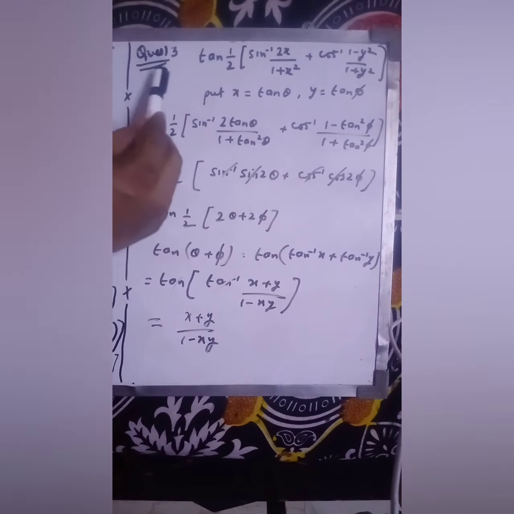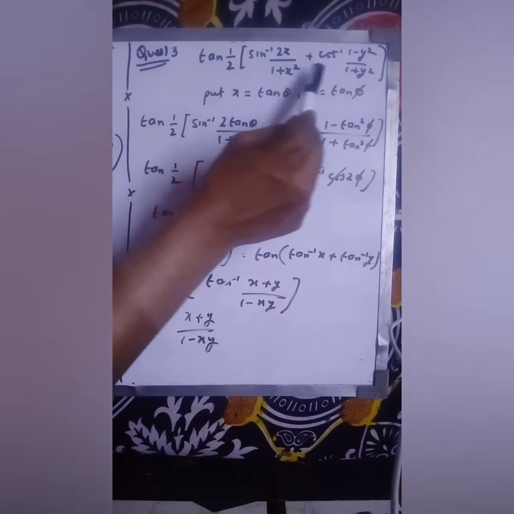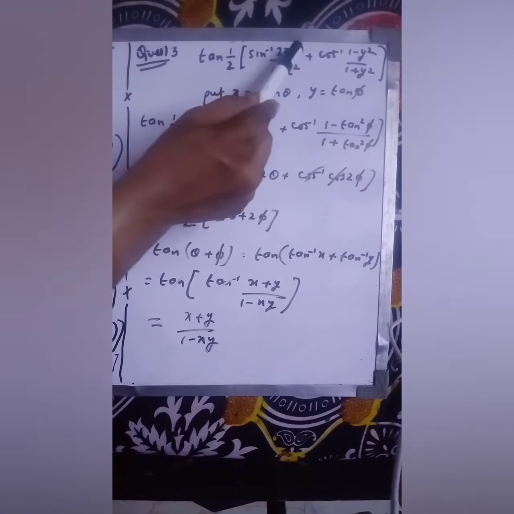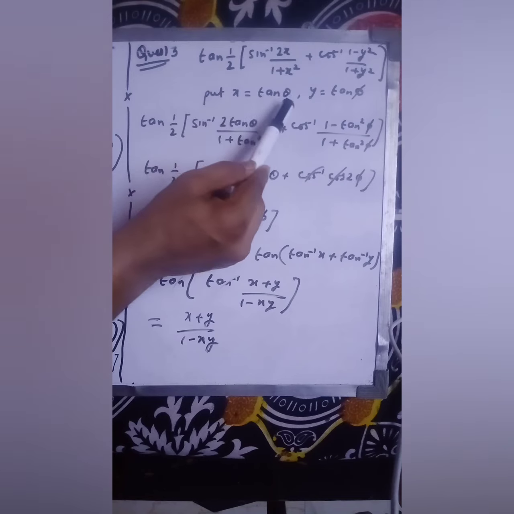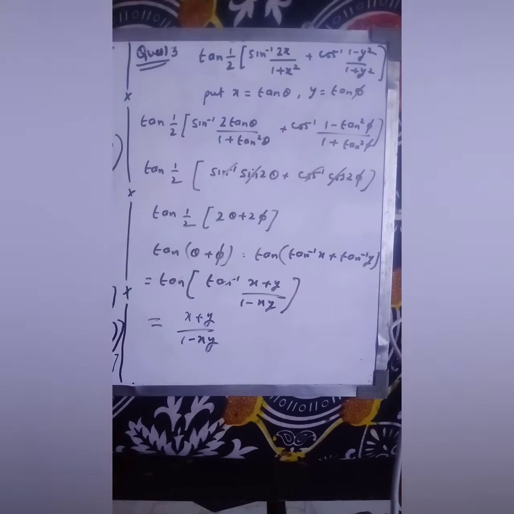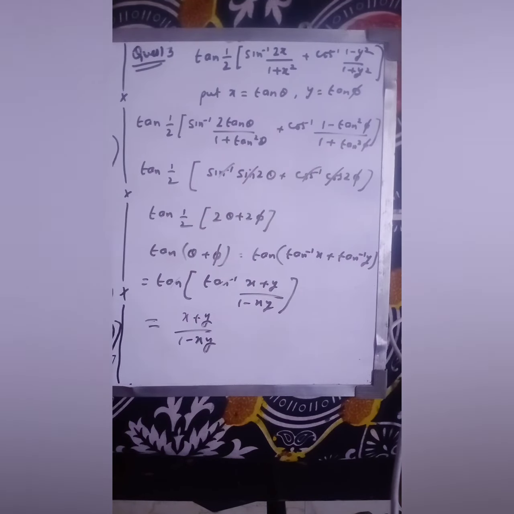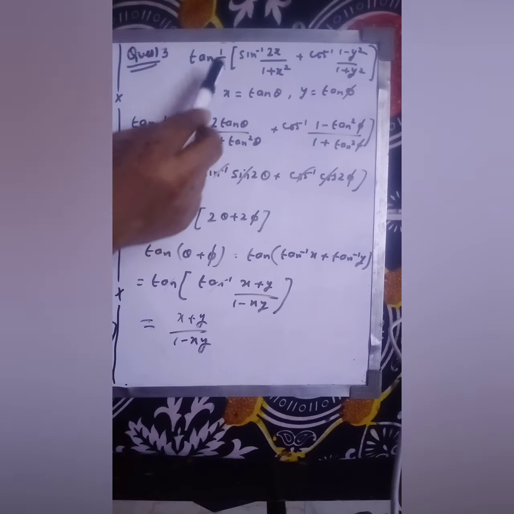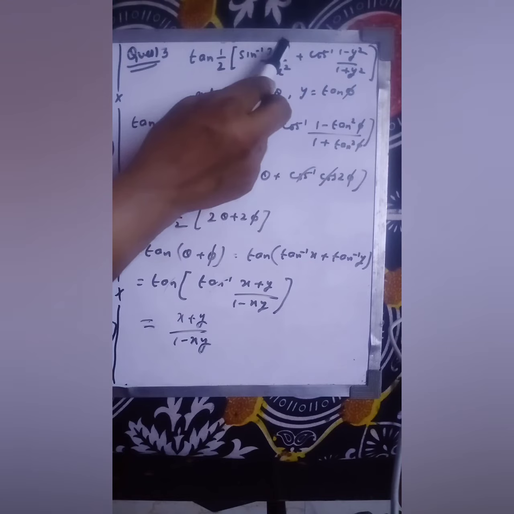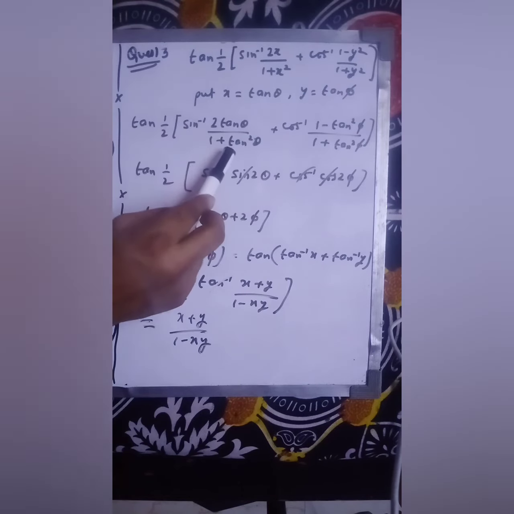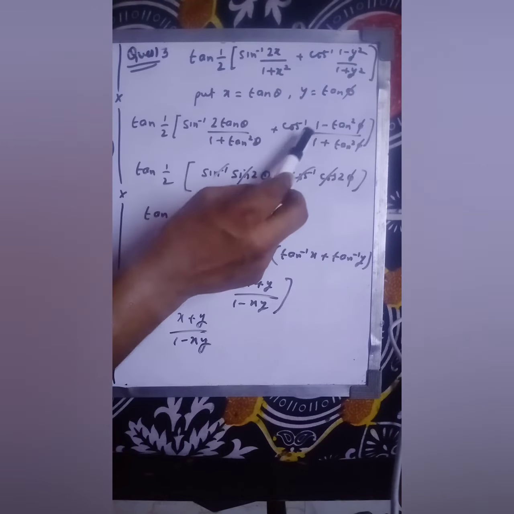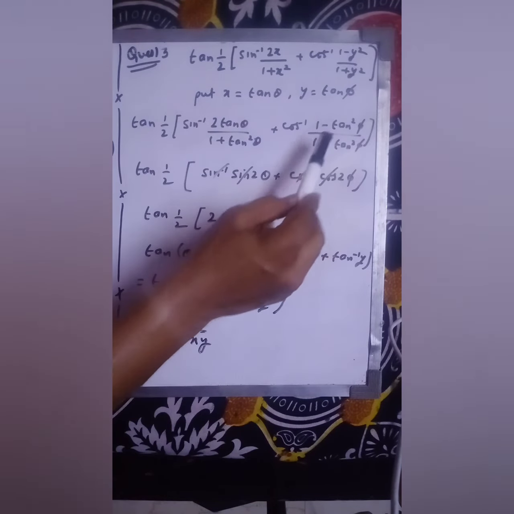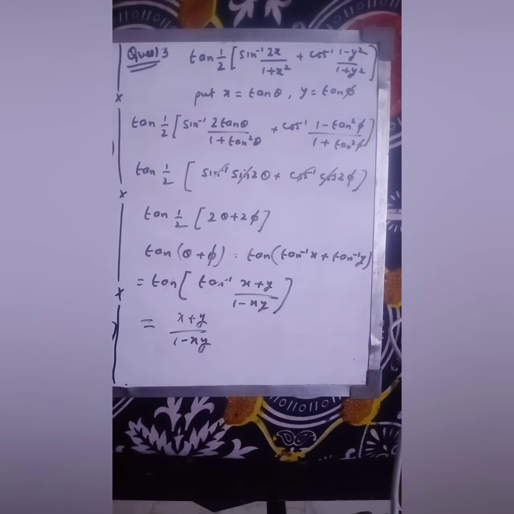Question number 13 is, this whole statement is given to us. From this I am putting x equals tan theta and y equals tan phi. When you put these two values in the above equation, you will get tan half of sin inverse 2 tan theta over 1 plus tan square theta, plus cos inverse of 1 minus tan square phi over 1 plus tan square phi.